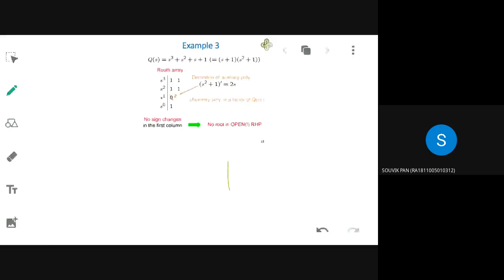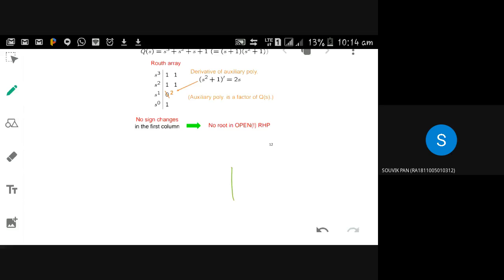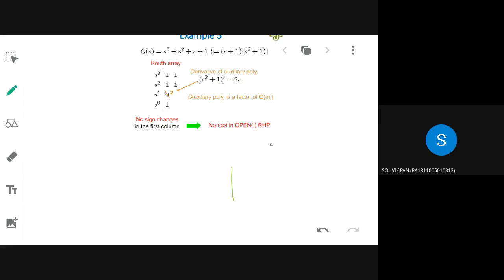Okay, so what's the characteristic polynomial that is given? Girls, I want answers from girls. Boys, you remain quiet. Now I'll pick out people. Anusha, tell me what is the characteristic polynomial that is given in the problem? Ma'am, s cube plus s square plus s plus 1. Okay, all right. Now tell me what about the Routh array formation?